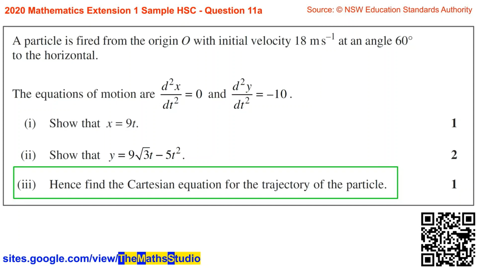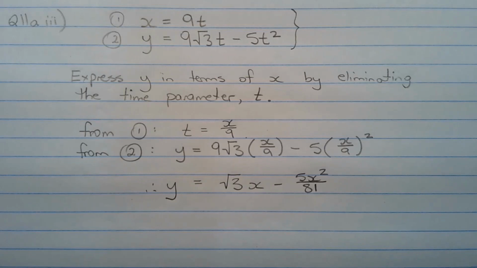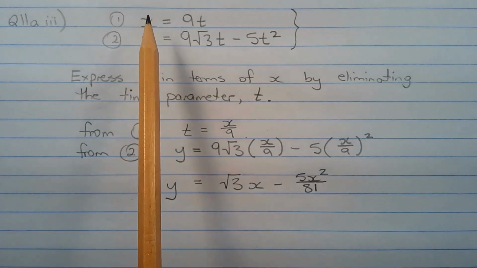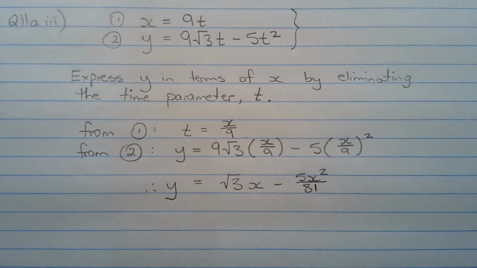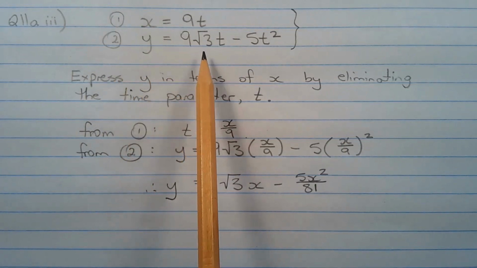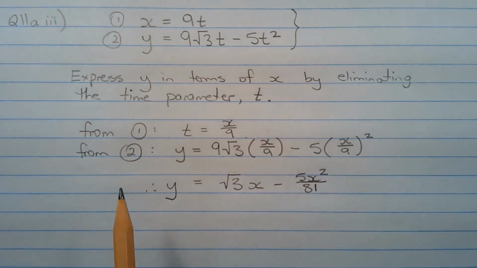Part 3. Hence find the Cartesian equation for the trajectory of the particle. The equations of the horizontal displacement of the particle x and the vertical displacement of the particle y are both expressed in terms of the time parameter t. From part 1, we have x is equal to 9t, and I'll call that equation number 1. And from part 2, we have y is equal to 9 root 3 times t minus 5t squared, and I've called that equation number 2.